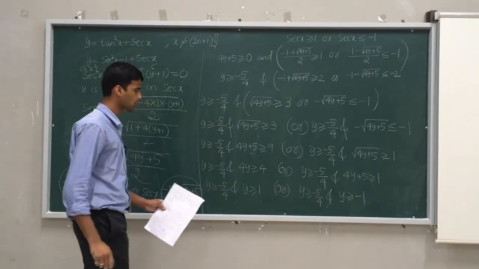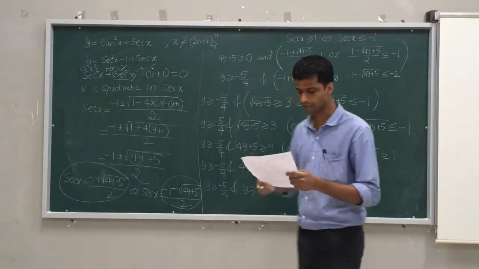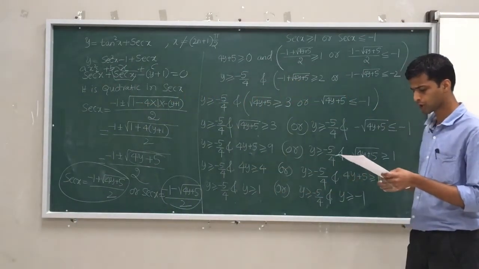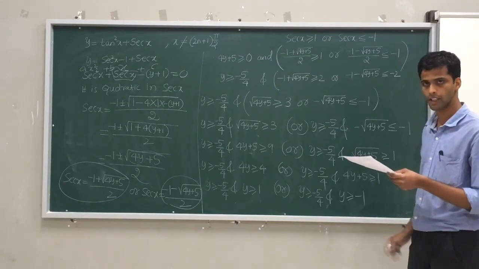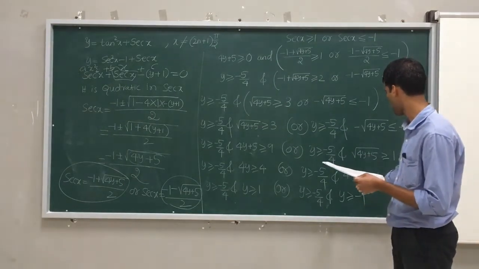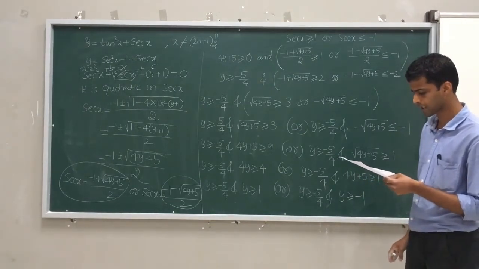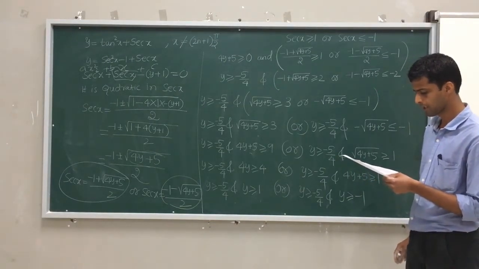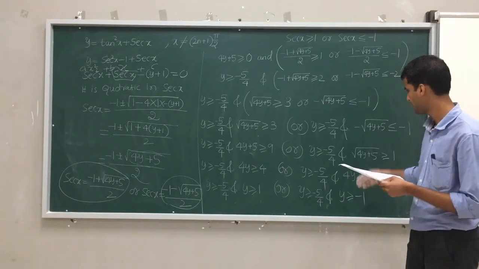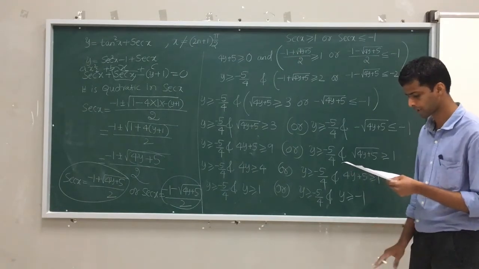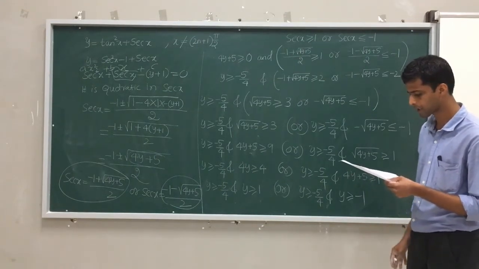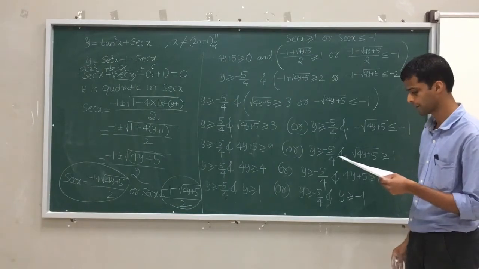Now we need to think which option suits. If you check the options, the first option is minus infinity to 1. It is less than 1, and I don't have less than 1. So the first option is not correct. If you check the second option, it is minus infinity to minus 1. That is less than minus 1, and I don't have less than minus 1 either. But if I check the third option, it is minus 1 to infinity.